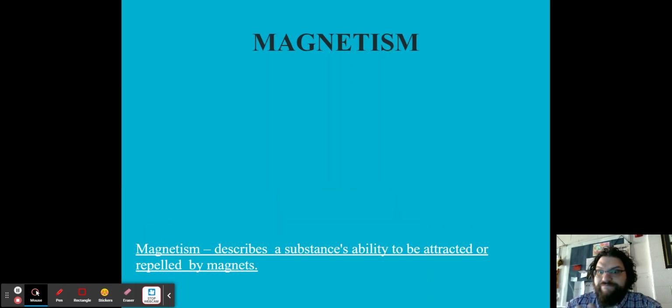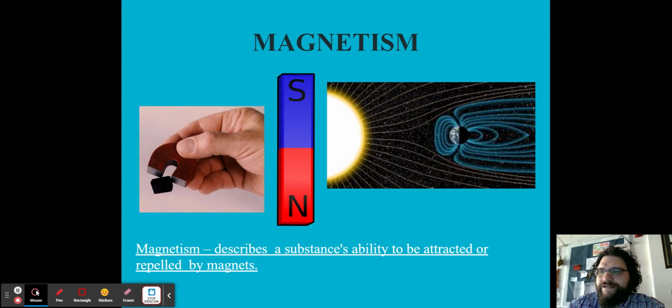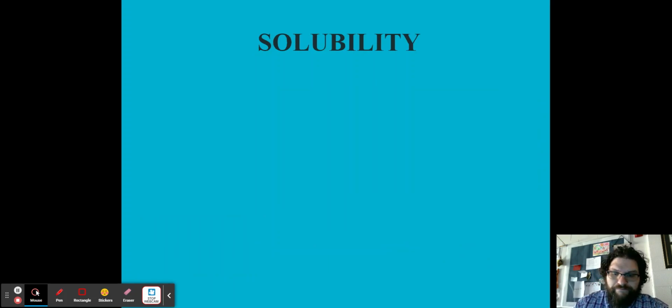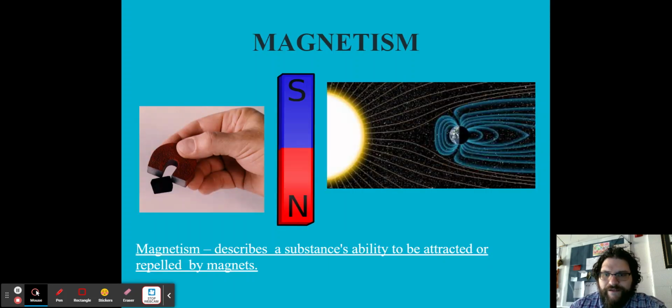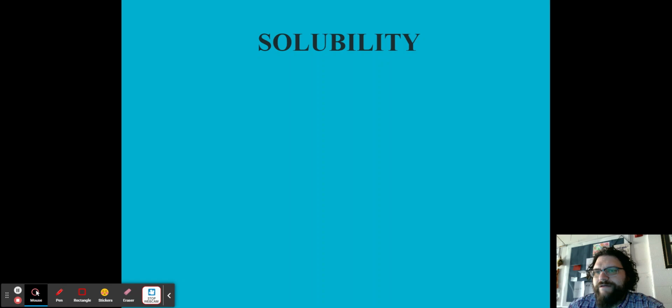Okay, magnetism. Again, something we've studied before. If you notice, we're now seeing a lot of overlap in some of the things that we've previously studied. Okay, so magnetism is simply the ability to be attracted or repelled by magnets. So if something's magnetic and it has a similar pole, it's going to be repelled. And if it has an opposite pole, it's going to be attracted. So that's kind of a simple concept we've already talked about.